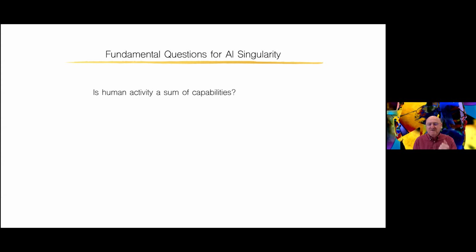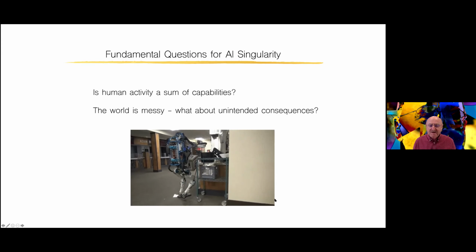The first and most profound one is, is human activity just the sum of capabilities? Because you can sense, you can reason, you have emotions. Is that what makes up the basic core of how you could possibly live? Or is there something else? The world is truly messy, both outside your head and inside your head. And you end up with these amazing consequences.